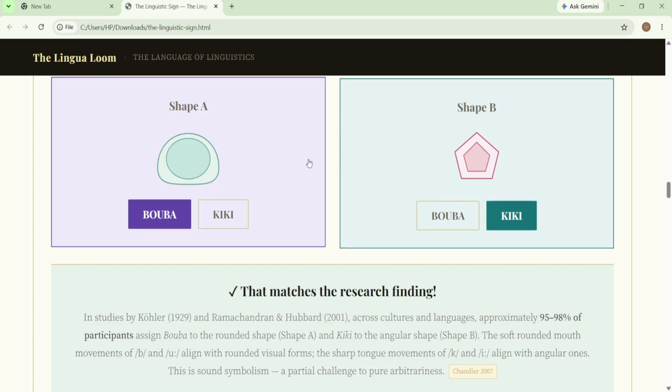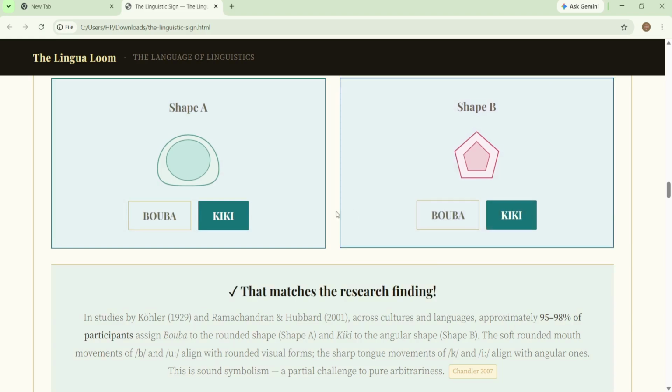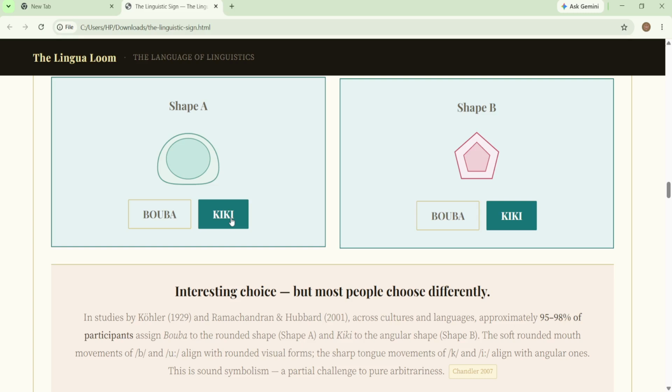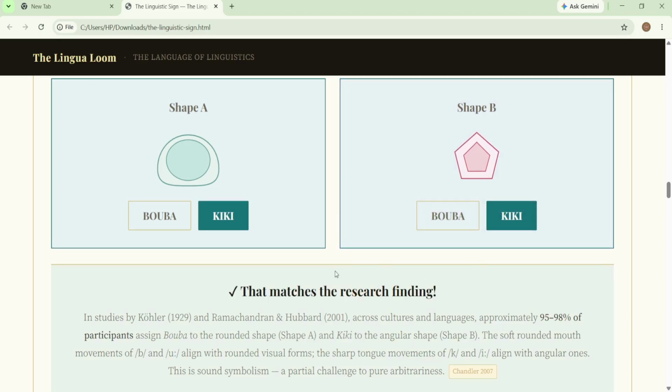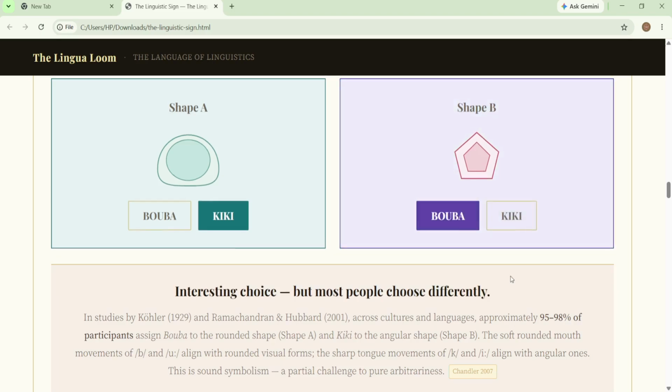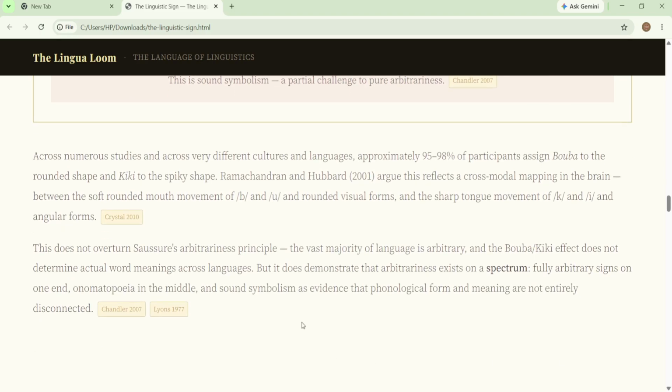Kiki to this shape. It is according to the experiment, not something specific. So that matches the result in the finding across numerous studies and across very different cultures and languages, approximately 95 to 98%, about as we've discussed earlier. So this has not overturned Saussure's arbitrariness principle.